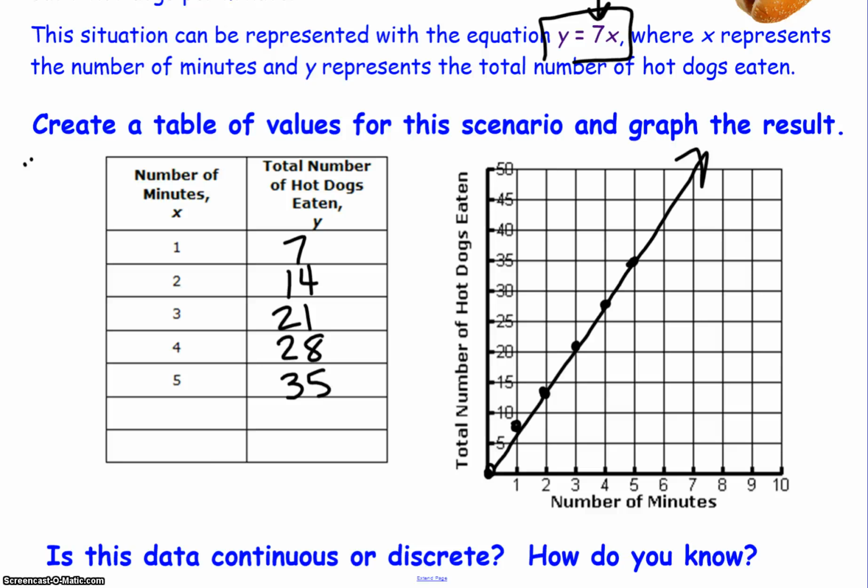So is this data continuous or discrete? I've already given you the answer. It is continuous because you can eat half a hot dog or you can eat 1/10 of a hot dog. So it would be continuous.